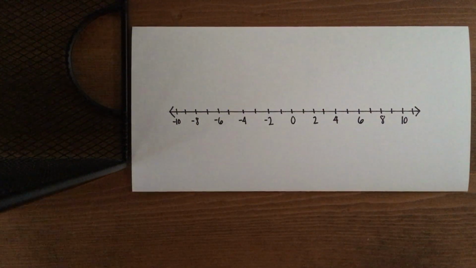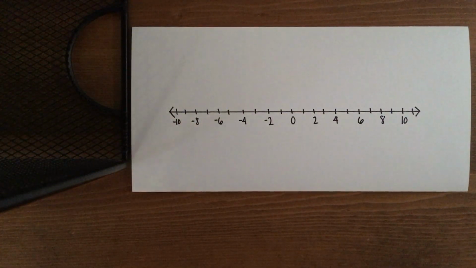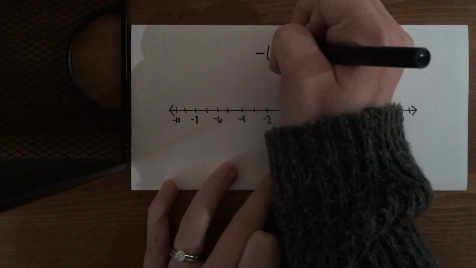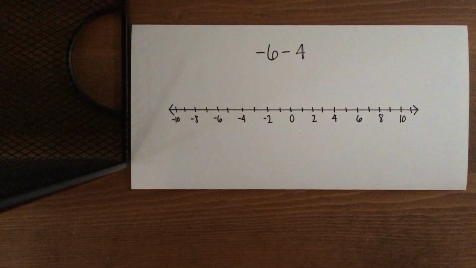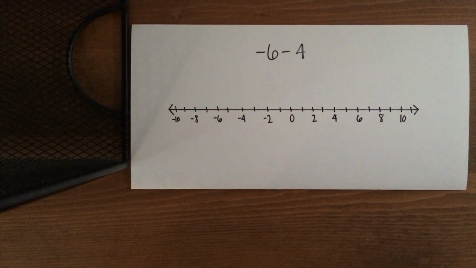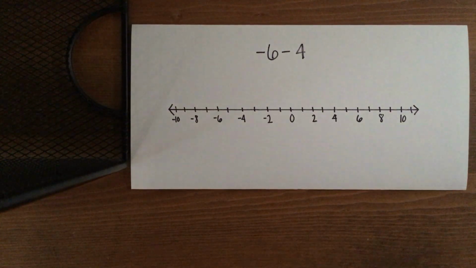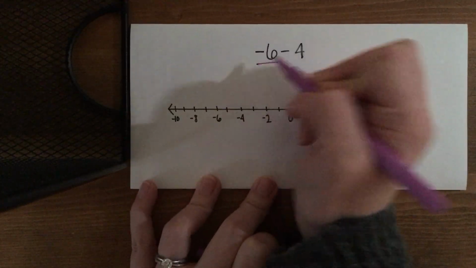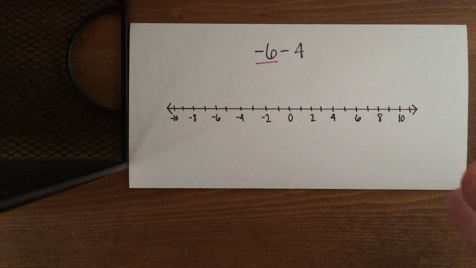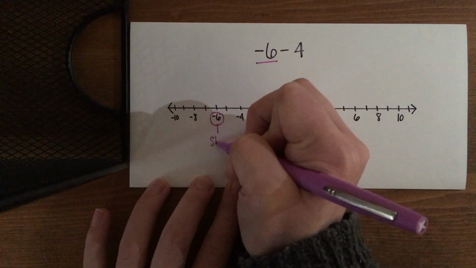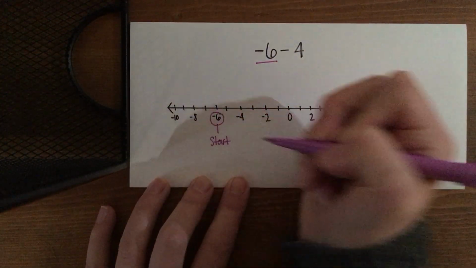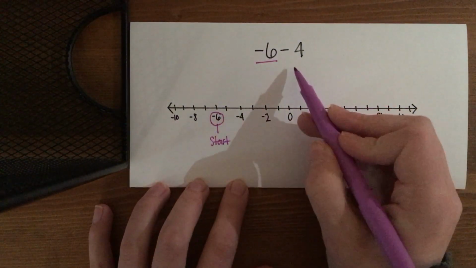So on this problem, we're going to start off with -6 minus 4. -6 minus 4. This really doesn't change the process from before at all. We're starting off at -6 here, so that negative number is simply our starting place. So this -6, that's where we are starting. And again, we have -4.